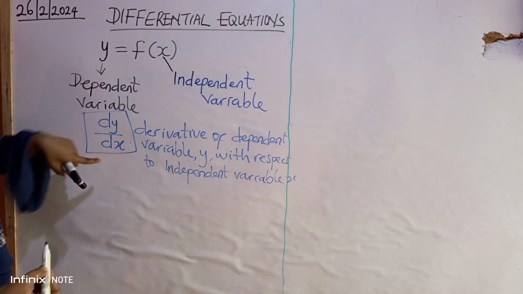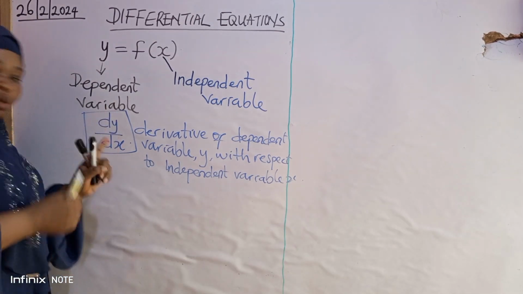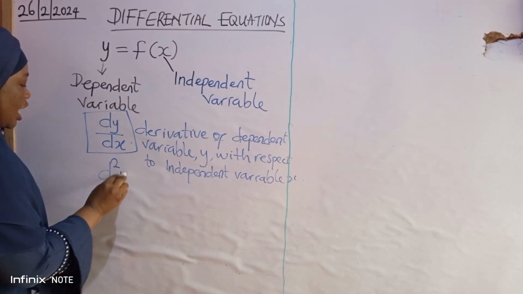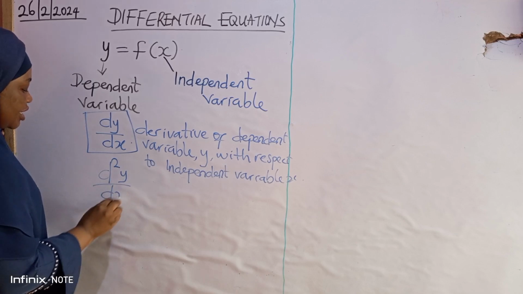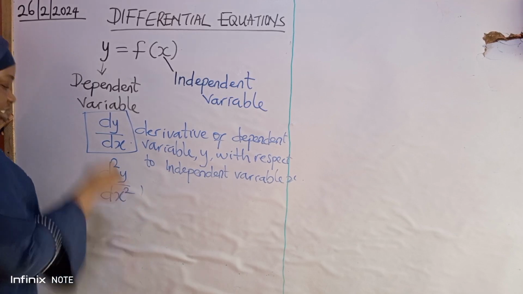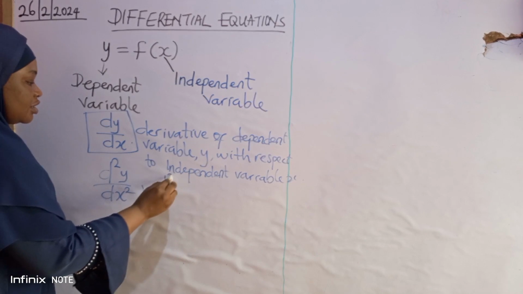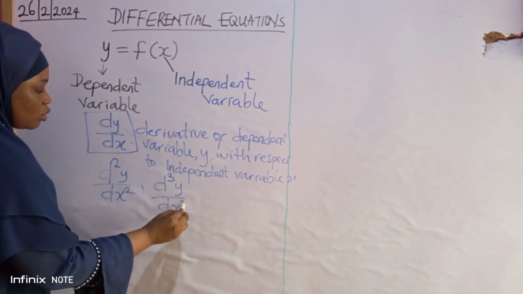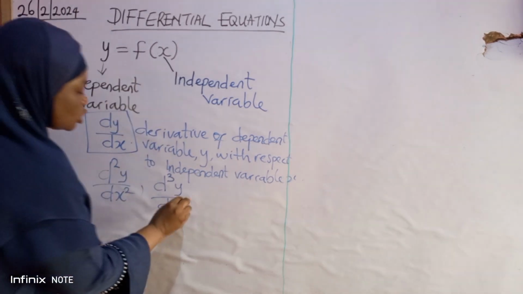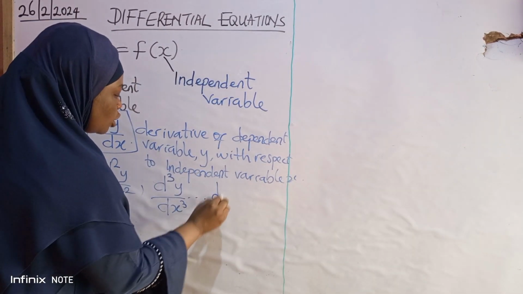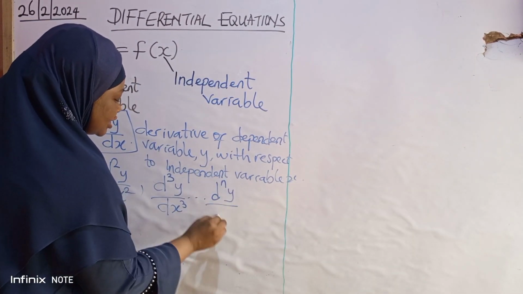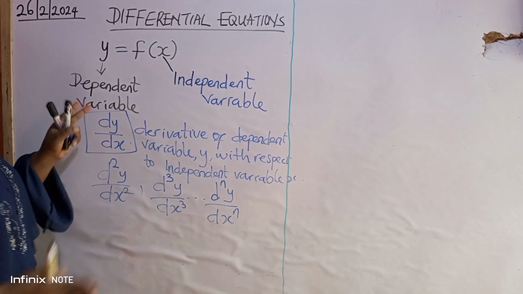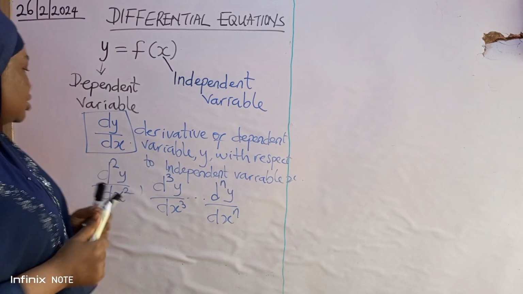So you can still differentiate this one again. So then you have what? d squared y over dx squared. You can still differentiate again. You have d cubed y over dx cubed, and so on and so forth. So you can go on and on like that. So all these ones, they are very important in differential equations.